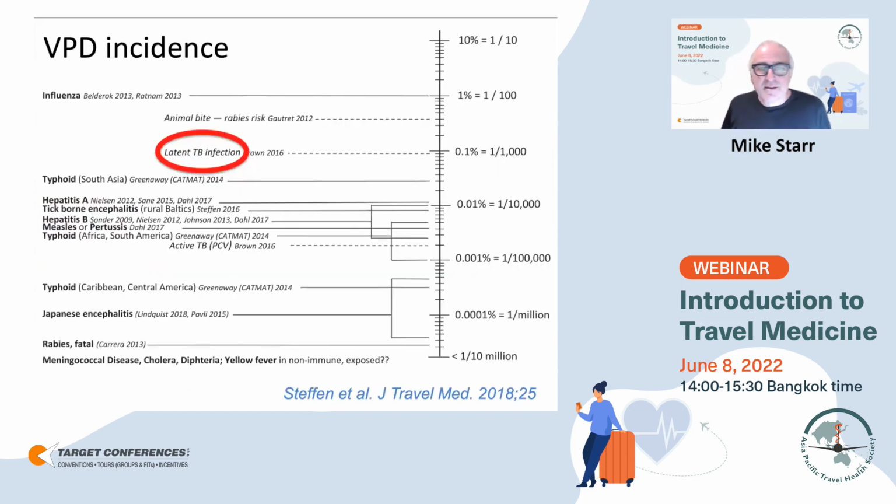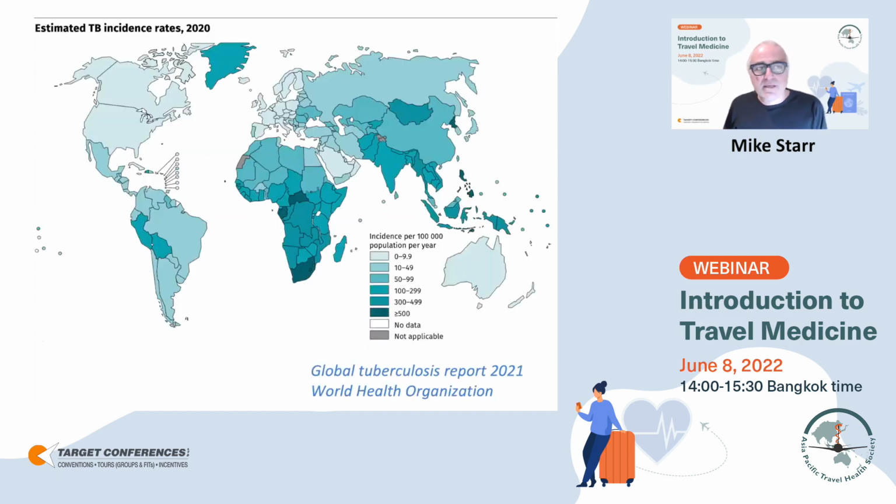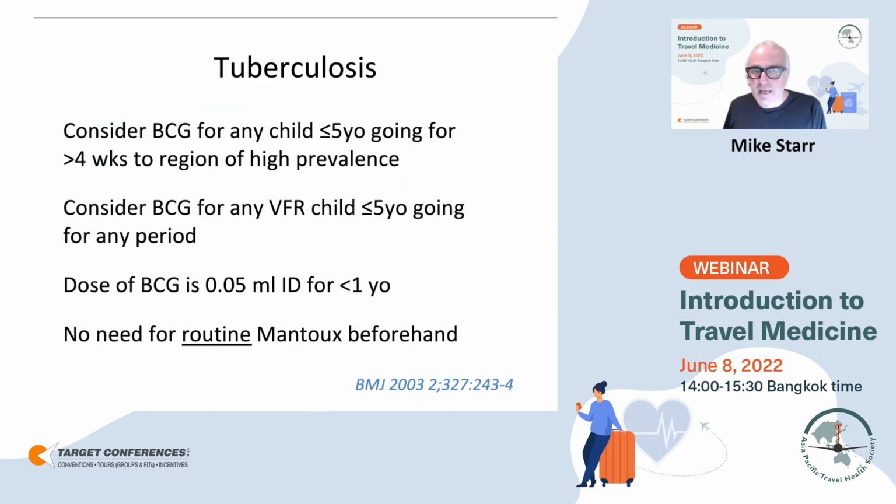Another vaccine that might be considered in either the routine or the recommended group is TB vaccine, BCG. Latent TB infection is right up the top of the chart in terms of vaccine preventable disease incidence as well. And these are the countries around the world where TB incidence rates are high. And really, anyone travelling to these countries who is under the age of 5 should be offered BCG vaccine. Of course, in many countries that are included amongst attendees today, BCG may well be part of the routine program given at birth. So this is more relevant for those of us in countries that don't have a BCG program, and for VFR travellers, for example, who are travelling back to the family's country of origin.